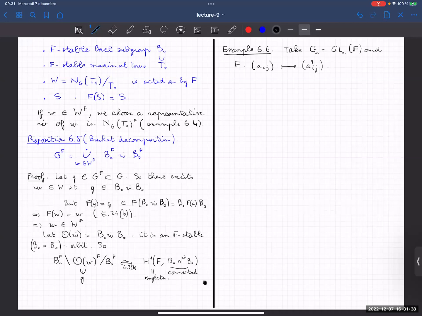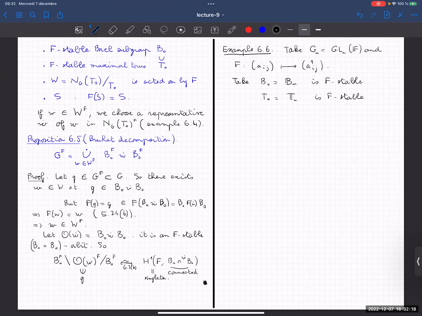And then we must choose inside this group. The theory tells you that you can find an F-stable Borel subgroup. Well, in fact, in this case, this is easy. You can take B0 to be the group of upper triangular matrices. Then it is F-stable. And you can take T0 to be the group of diagonal matrices. It is also F-stable. So this is easy to find, an F-stable Borel subgroup and an F-stable maximal torus.